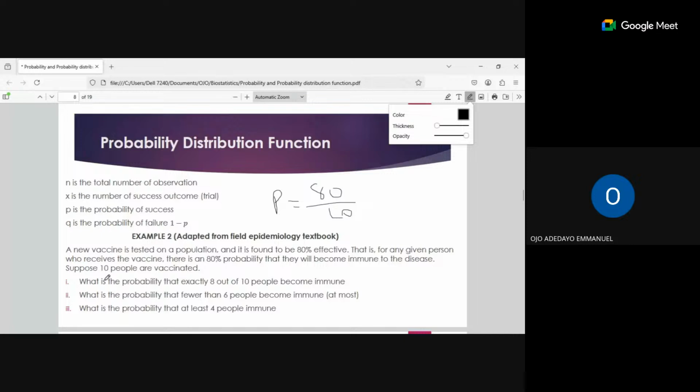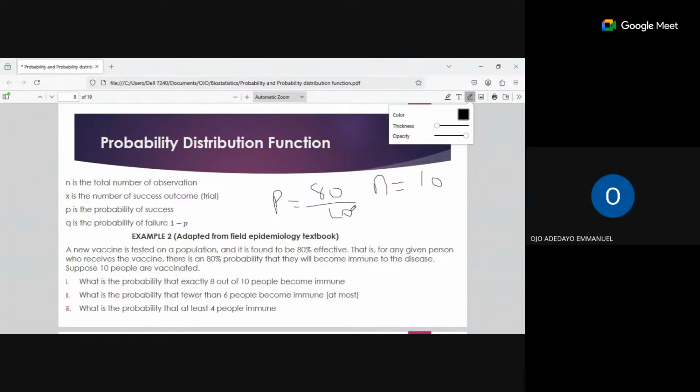Now, suppose 10 people are vaccinated. That is N, 10 people. How many people were vaccinated? 10, which is our N. Are you getting it now? So we have our P, which is the probability that the vaccine will be effective, 80 over 100. Then how many people did they vaccinate? They vaccinated 10 people, which is N. So we have our N to be 10.